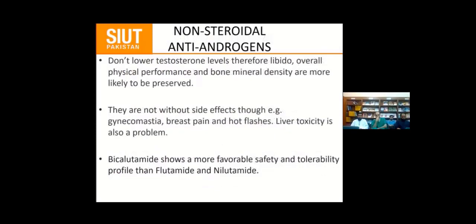The next group of anti-androgens are non-steroidal. They don't lower the testosterone level. Therefore, libido, overall physical performance, and bone mineral density are more likely to be preserved with non-steroidal anti-androgens. They are not without side effects. They include gynecomastia, breast pain, hot flashes. Liver toxicity is also seen with non-steroidal anti-androgens. Among them, bicalutamide has shown a more favorable safety and tolerability than flutamide and nilutamide.